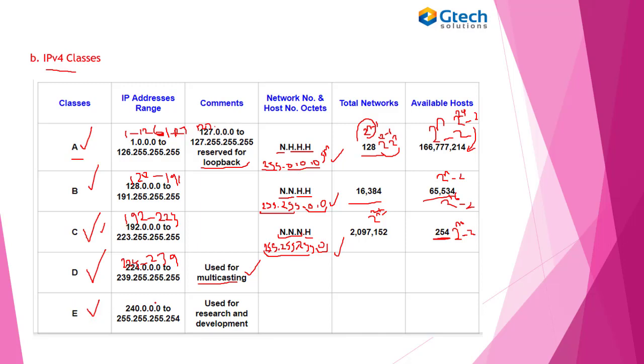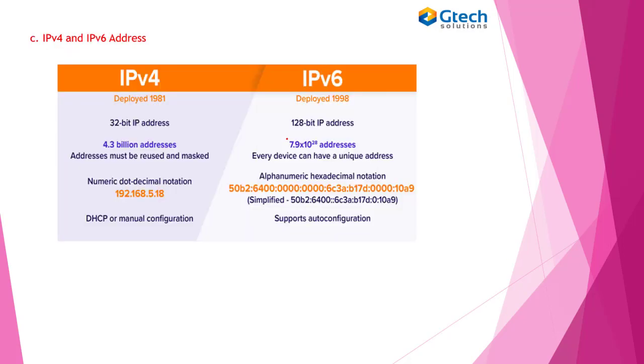Then coming to class E IP addresses, they are also not used to assign any host devices in a network. They are mainly used for R and D, which is research and development. They fall within a range of 240 to 255. I hope you understand these 5 classes. Let's see what we have next.